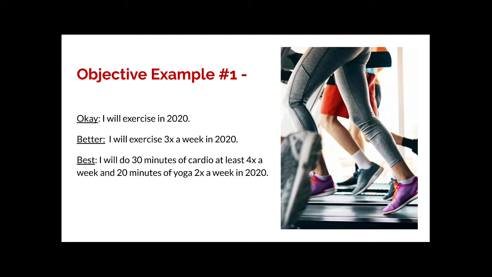It is measurable because then you can check it off or just know, okay, I've done my cardio 4 times a week. And then it's achievable because you know that you can do this, and it's relevant to your goal, and it's timely because you've defined the time frame that you will want to do this on a weekly basis.